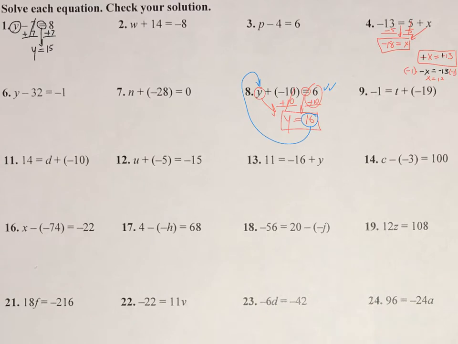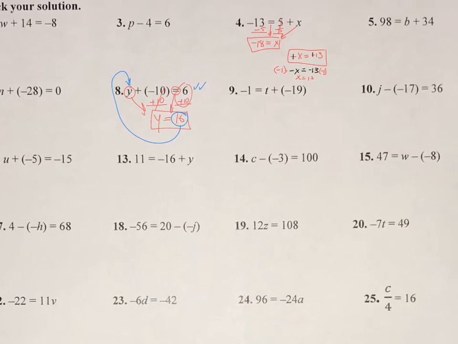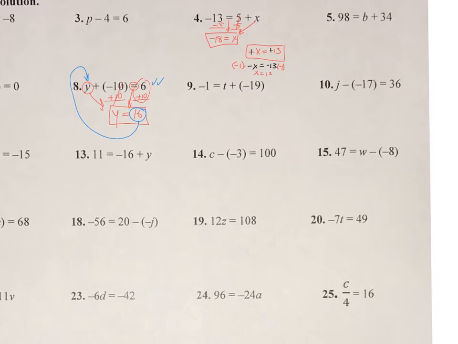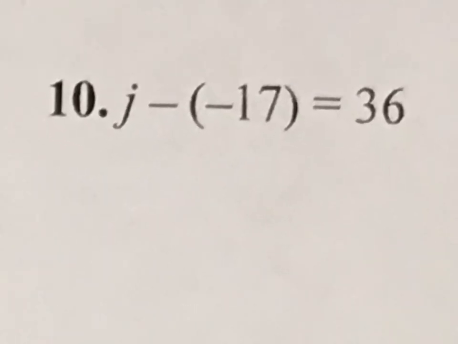The minus might throw some people off also. So, for example, which one? 34. I was thinking about number 10. The minus has to change to plus before doing anything. And then you could say, okay, j plus 17 equals 36.